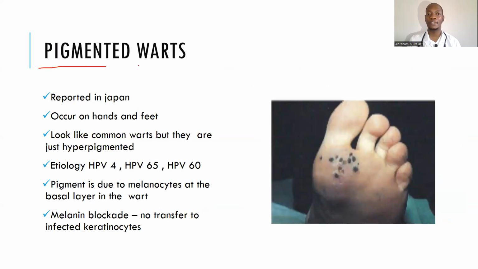Then you have a variant we call pigmented warts. This is very commonly reported in Japan, and it can occur in hands and feet. Most likely, the hyperpigmentation has been attributed to proliferation of the melanocytes located within the basal layer where the wart has affected, and it has been associated with human papillomavirus types 4, 65, as well as 60. The theory is that because of blockage of transfer of melanin from the melanocytes to the keratinocytes, it causes accumulation of melanin within the basal cells. Then you end up with what you call pigmented warts.